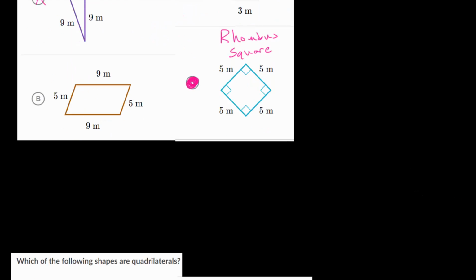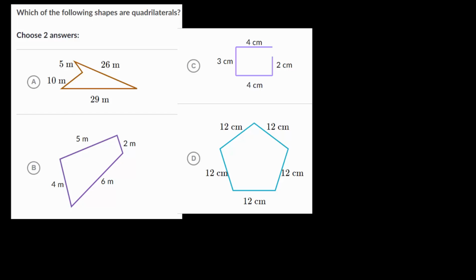And let's do one last problem. And for this one, we just need to find if the shapes are quadrilaterals. So remember, these are four-sided shapes, but they have to be closed. So they can't have any open side lengths here. So you can see that C, even though it has four sides, it's not completely closed. All the sides are not connected, so this is not a quadrilateral.